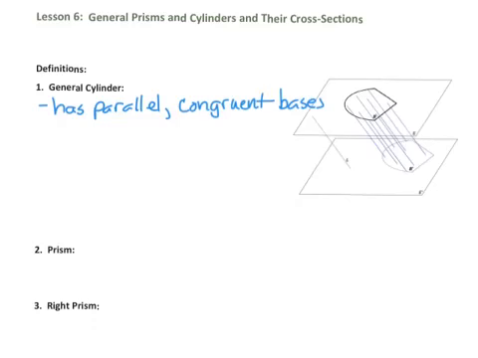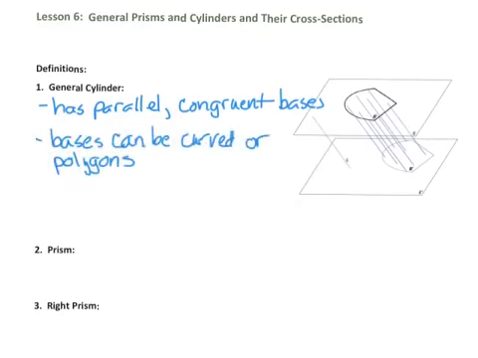So the first property of a general cylinder is the fact that it has parallel, congruent bases. It doesn't really matter what the bases look like, but they have to be parallel to each other, and they've got to be the same size and shape. So here is a kind of a strange diagram, but it represents what a general cylinder looks like. Again, it doesn't look like a can, it doesn't have to, as long as your bases are parallel and congruent.